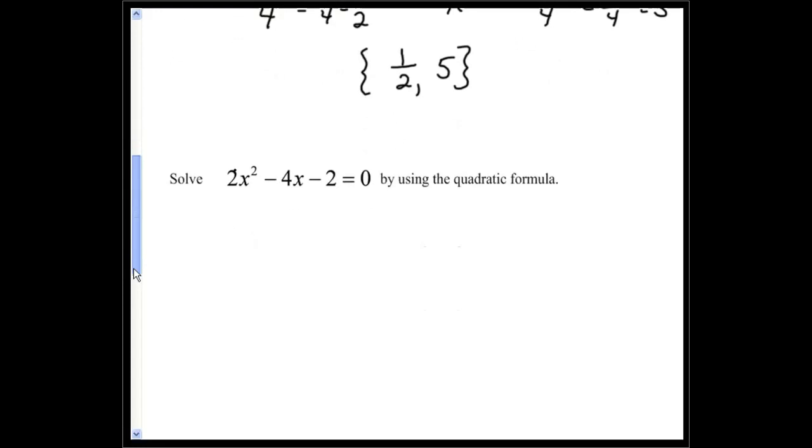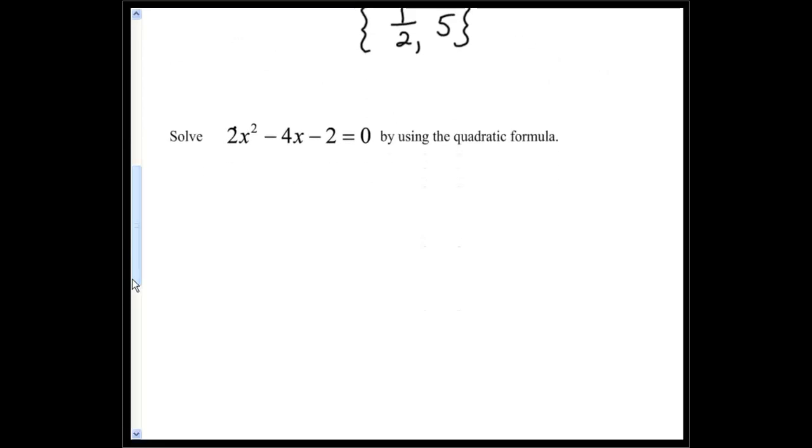Another example using the quadratic formula. Again, our equation is in standard form. It's set equal to 0. Identifying a, b, and c. A is 2, b is negative 4, c is negative 2.